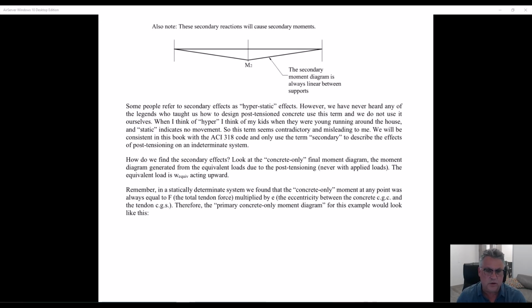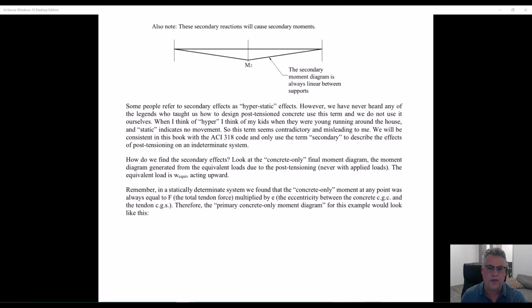But that's not a code term. There is no ACI code term called hyperstatic effects. The code refers to these as secondary effects, and that's how we will refer to them. Anything else is slang, something someone thought was cute to make up. So you won't be hearing me say hyperstatic effects, and I hope you don't either. It's not the correct terminology. Someone who sells software decided they didn't like using the code notation and definitions and created a new, stranger-sounding term, so this stuff sounds more complicated: hyperstatic.